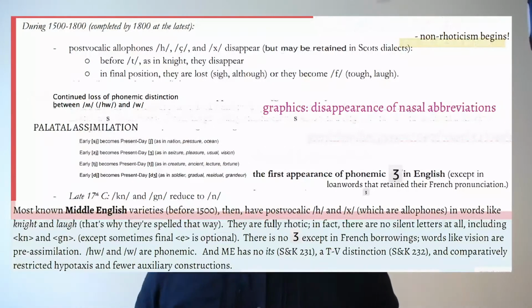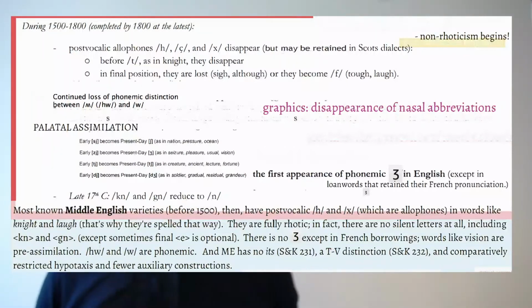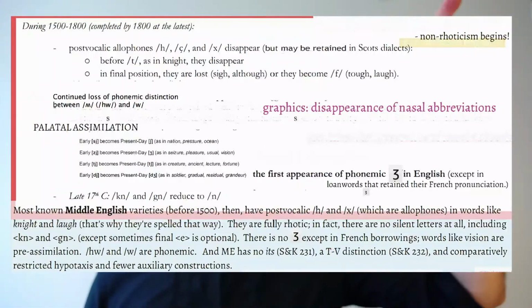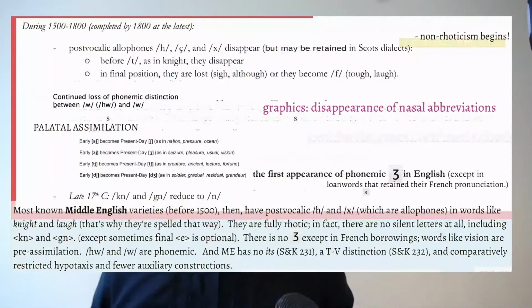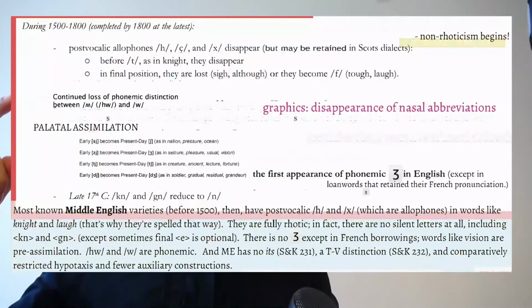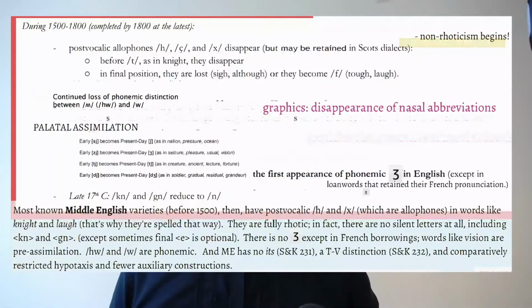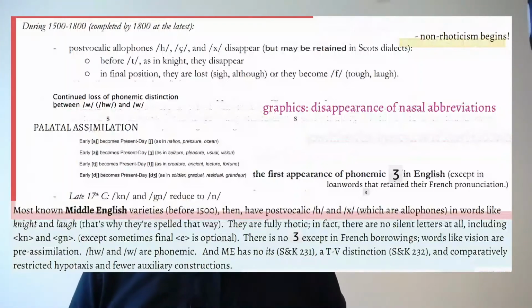Similarly, during the period 1500 to 1800, this is what falls out of Middle English, we have a number of changes. We have the beginning of non-rhoticism. We have those post-vocalic allophones disappearing, though they are retained in Scots dialects, right? We have the continued loss of phonemic distinctions between whip and whip. In graphics, we have the disappearance of nasal abbreviations, that's already covered on the graphics slide.